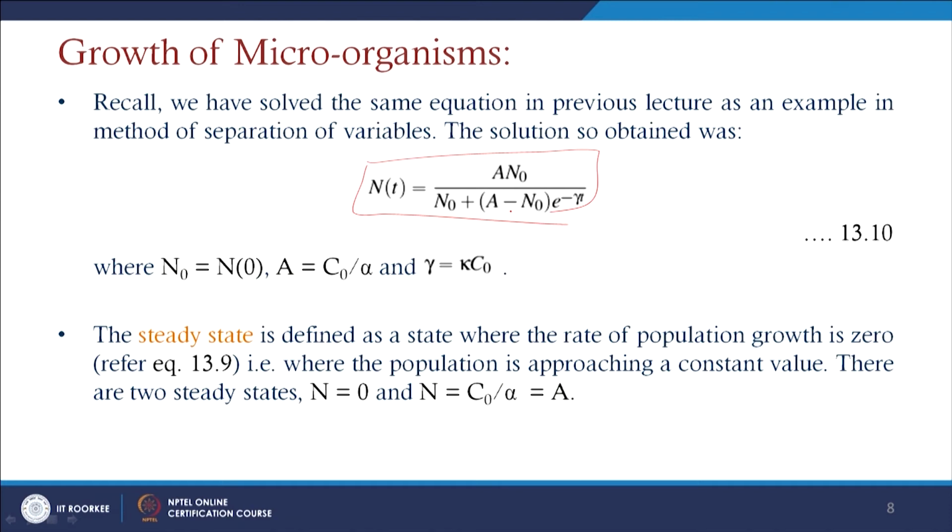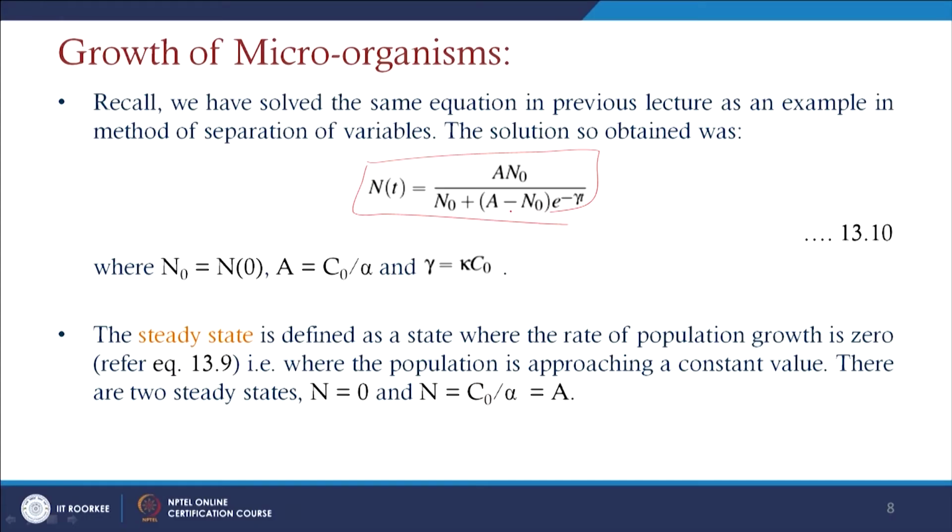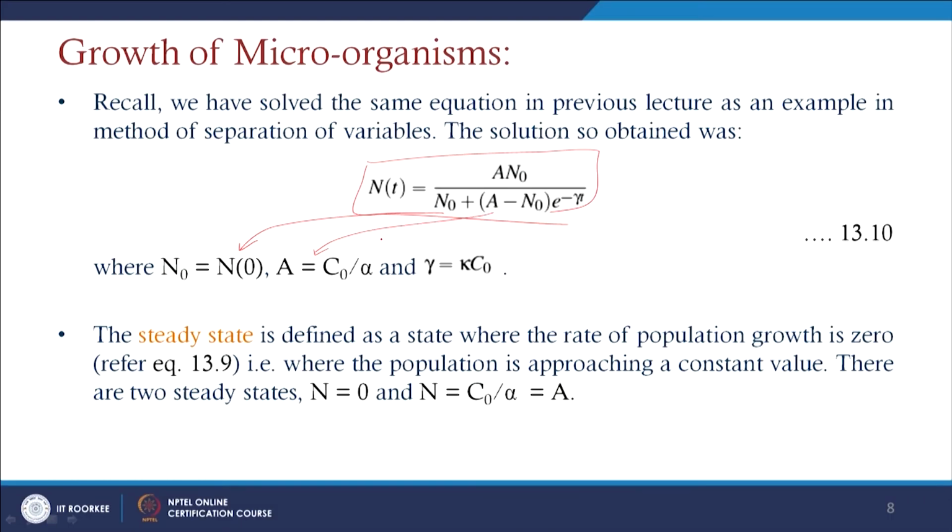Last lecture we also obtained this same equation, and the solution we got in a differential equation form, where we did the separation of variables and some manipulation to get the solution. Here we have assumed n 0 as n of 0, that is the population size at t equals 0, and the constants: a is defined as c 0 by alpha, and gamma has been kept as k c 0. If you follow the previous lecture, we obtained the solution for this differential equation, so we need not do it again.